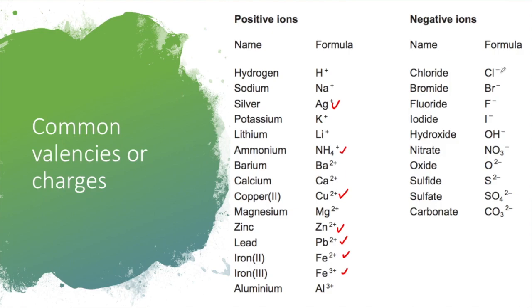Some negative ions here. Group 17 chlorine, so it's -1. Group 17 again, -1. Hydroxide is not in any particular group because it's a compound, also -1. Nitrate again is not in any particular group because it's a compound, -1, and so on.